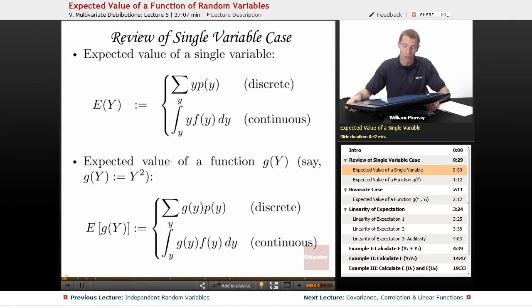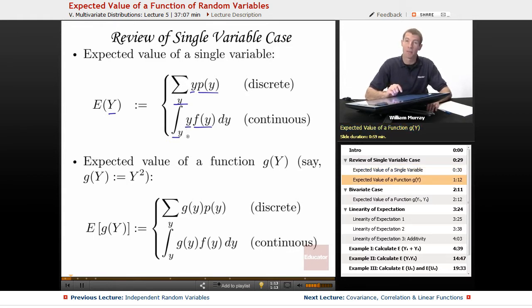So this is kind of a review of stuff you've seen before. The expected value of a variable, remember if it's a discrete variable, what you do is you sum up over all the possible values of the variable, and then you just have y by itself times the probability of that particular value of y. And then the analogous definition for the continuous case is that instead of summing, you take an integral, and instead of p of y, you have f of y, which is the density function, but you still have this y multiplied on it.